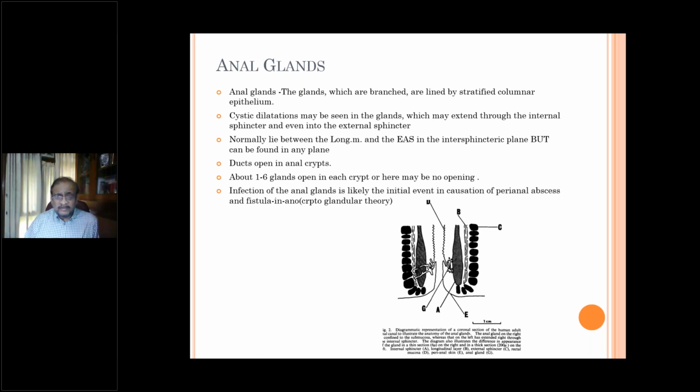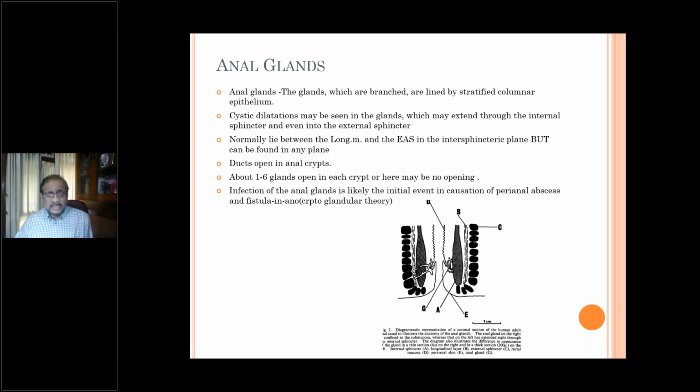So normally, where do they lie? They lie in the intersphincteric plane, and that is the plane between the longitudinal muscle and the external sphincter. So this is the plane. See, it's extending up to the same. Here it is lying in the submucosa. Okay, so the position is predominantly intersphincteric, but it could have varied positions, lying in the submucosa, the internal sphincter, the intersphincteric plane, and the external sphincter.